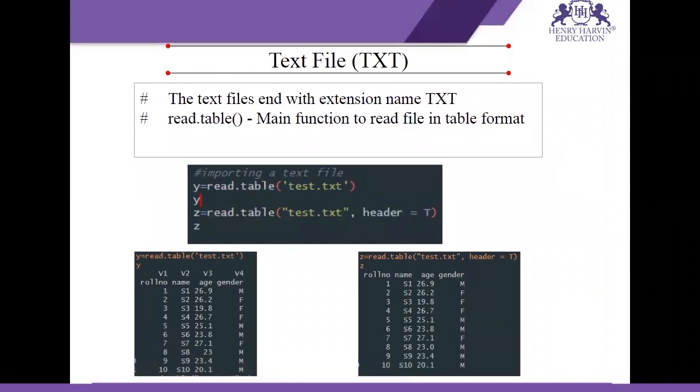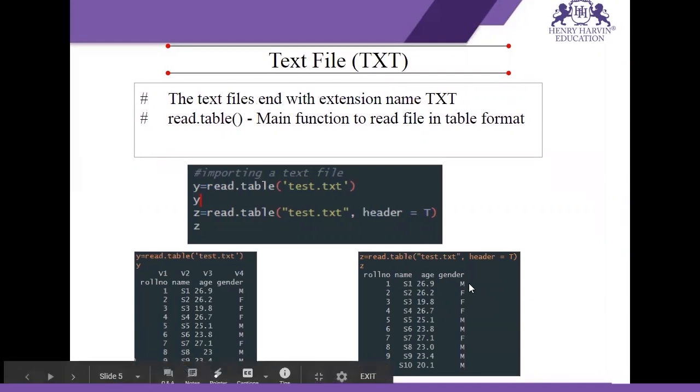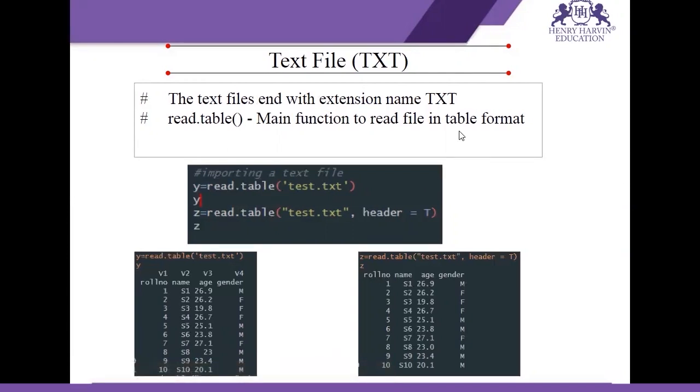The extension always ends with txt, which is a simple format. Text files are plain text that we can enter in any form, like in Word or any other format. We can also create it through Excel files. I'll show you how we can save an Excel file to a text file. We can also create it in R.